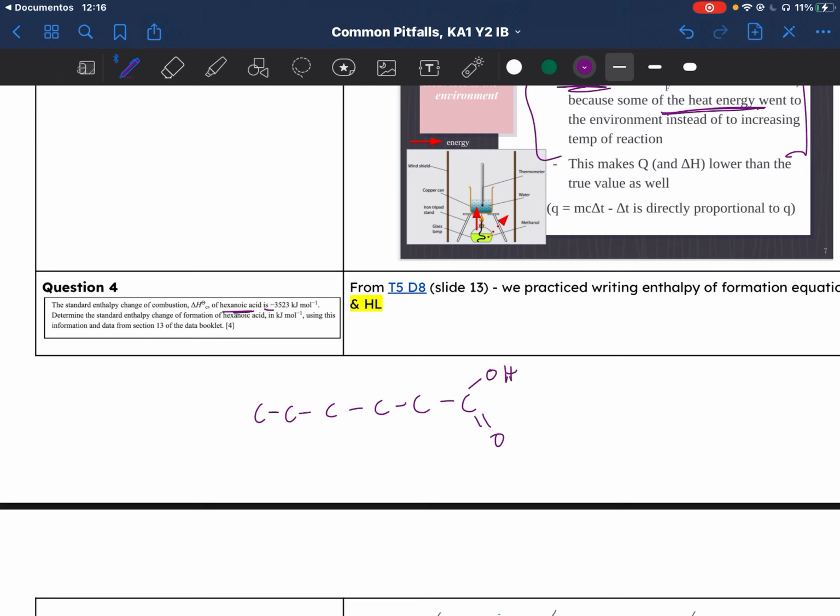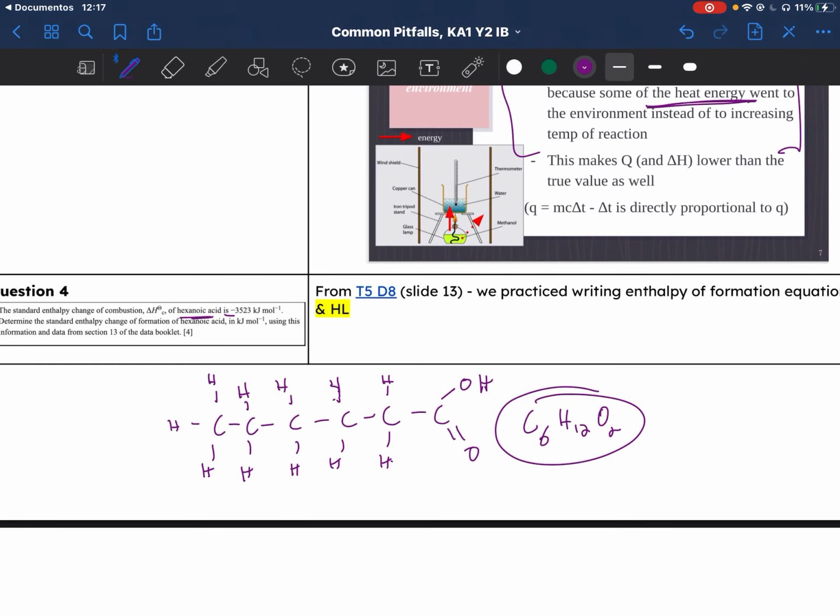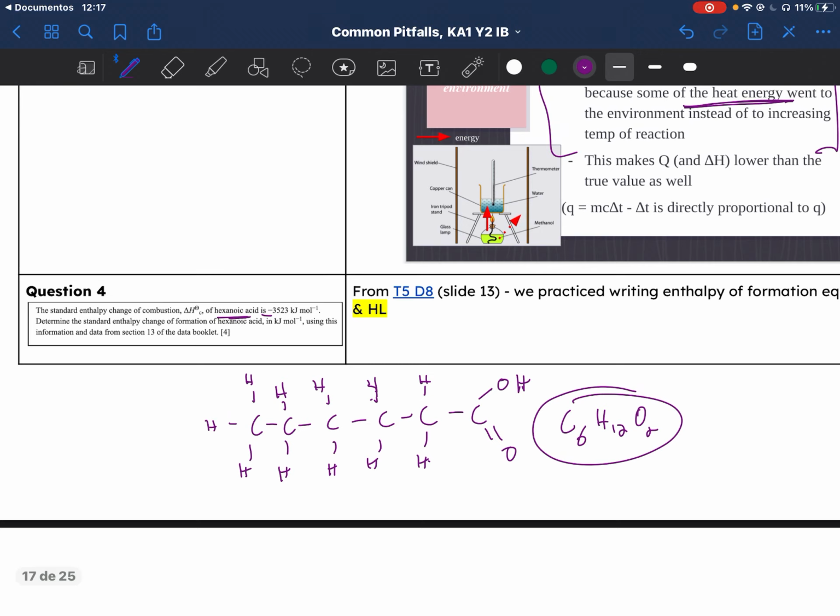Oic acid is a carboxylic acid, so it always has this end. And then I fill in my hydrogens. Some of us are trying to draw full structural formulas without being explicit in all of our atoms. Make sure you fix that. So C6H12O2. Hexanoic acid. All right, so this wording was a little confusing, but read carefully.